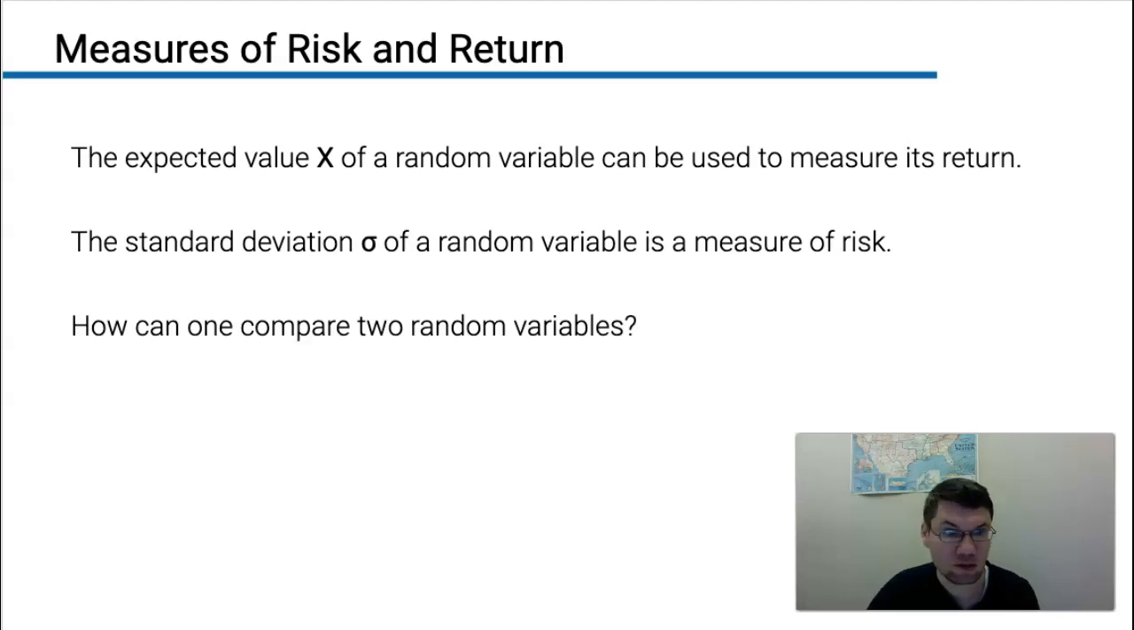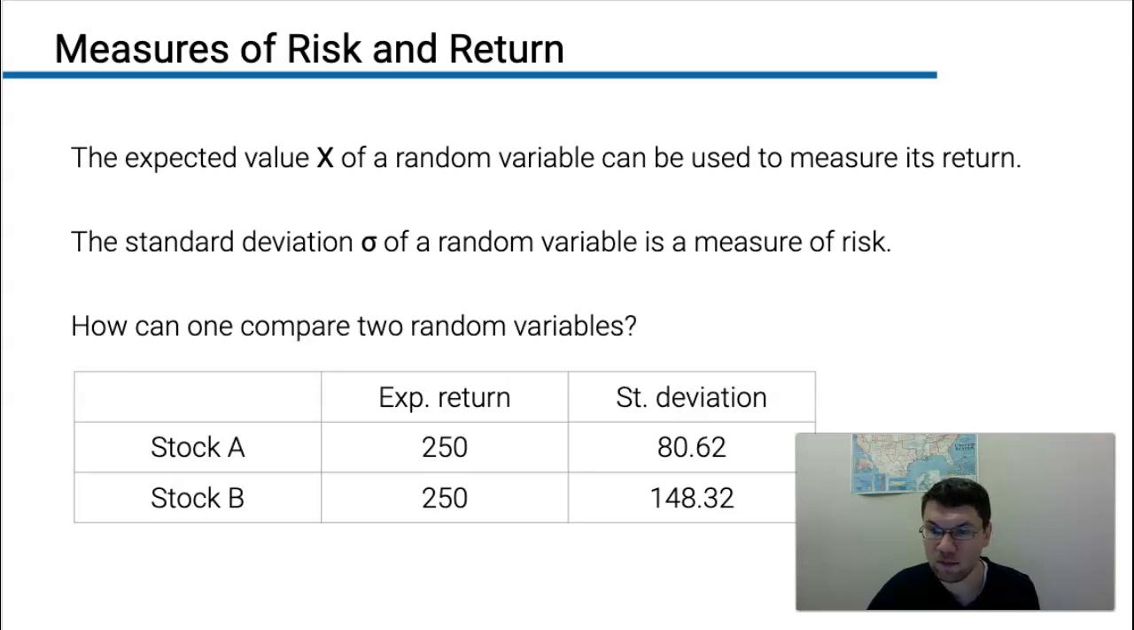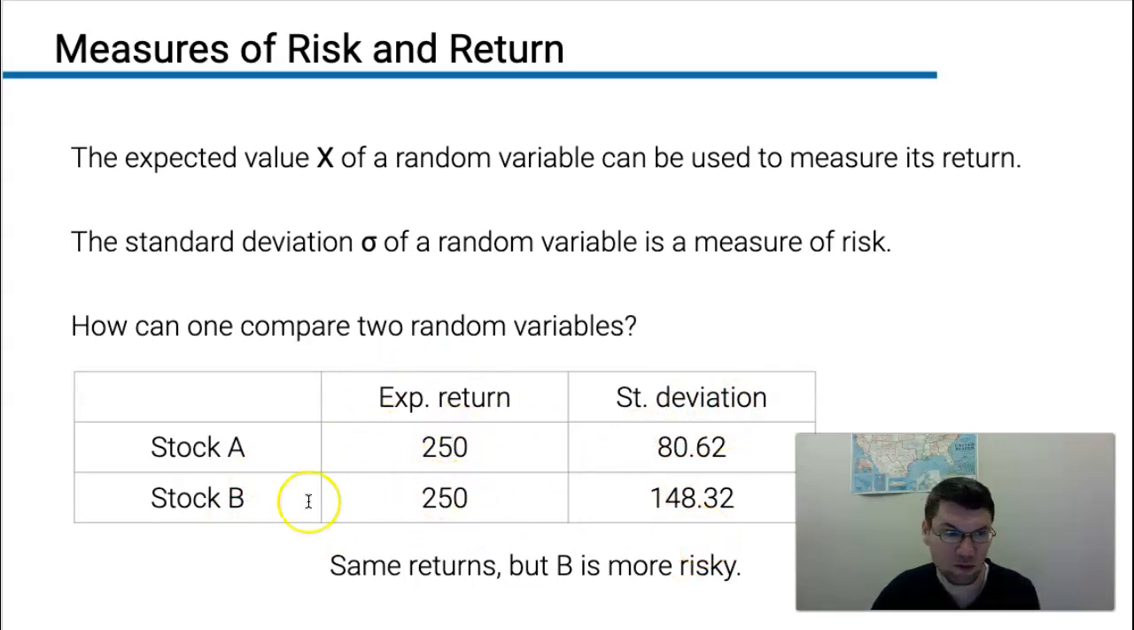For instance, if we go back to the example from the previous video, we had two stocks that had the same expected return of 250, the first one having a smaller standard deviation than the second one. So in the case of identical expected returns, a random variable, that is the dividend to a stock in my particular example, will be less risky if the standard deviation is smaller. So these two stocks have the same expected return, but B is more risky because B has a higher standard deviation. So when the expected returns are the same, we have a good way of comparing two random variables.